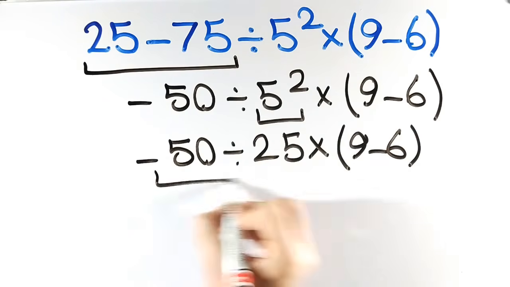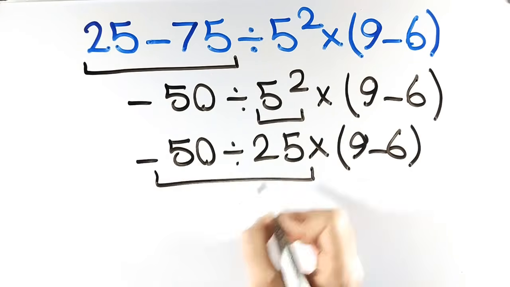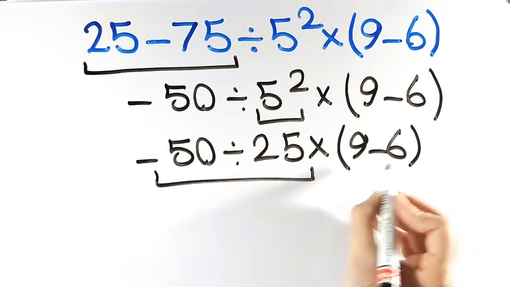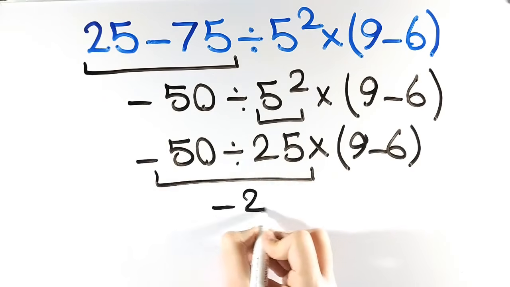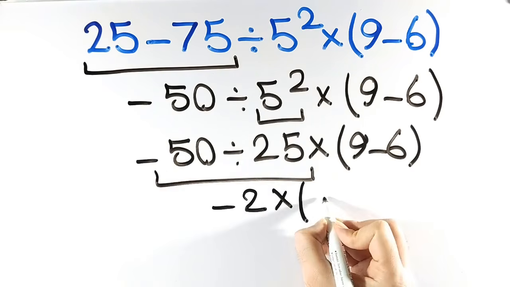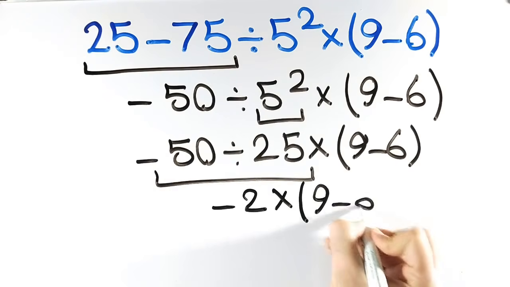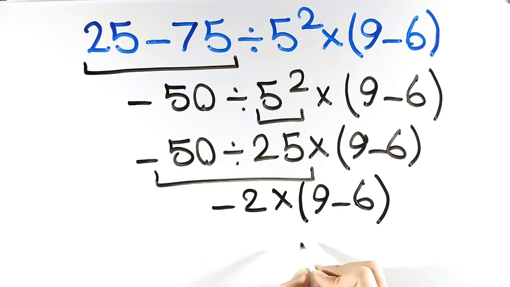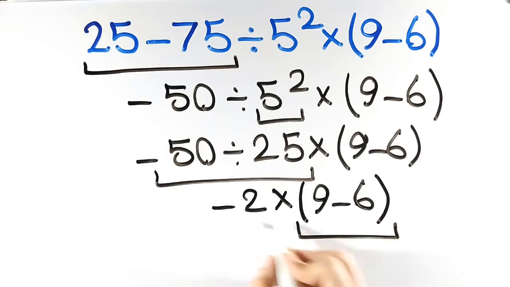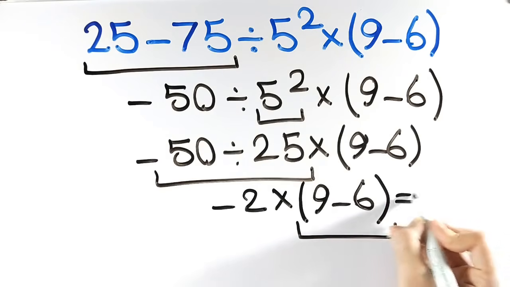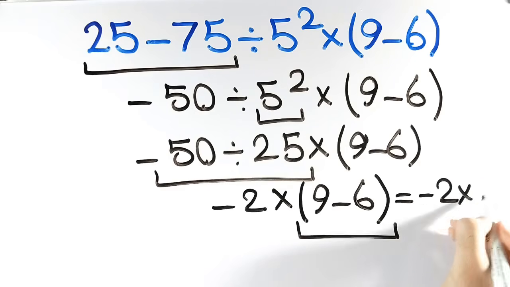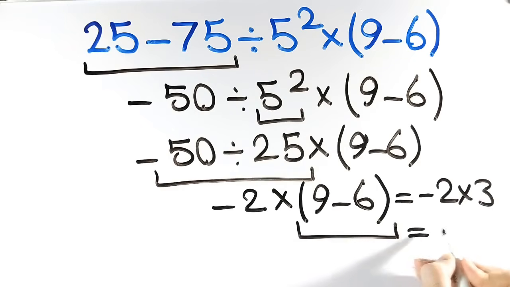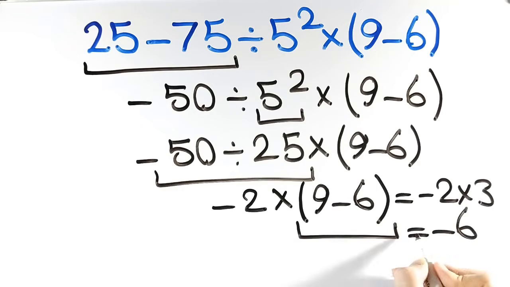Then they go for the division between negative 50 and 25, and instead of this expression, they write negative 2 multiplied by open parentheses 9 minus 6 close parentheses. In the final step, they go to the expression inside the parentheses, and instead of this expression, they write negative 2 multiplied by 3, which finally gives them the answer negative 6.